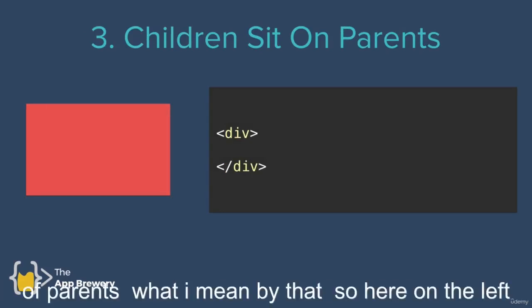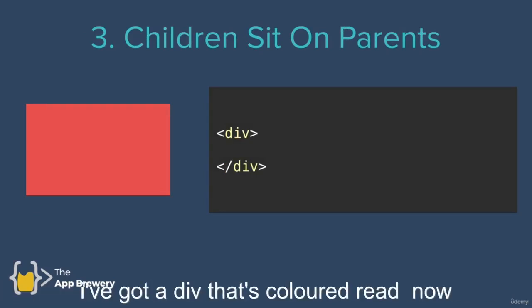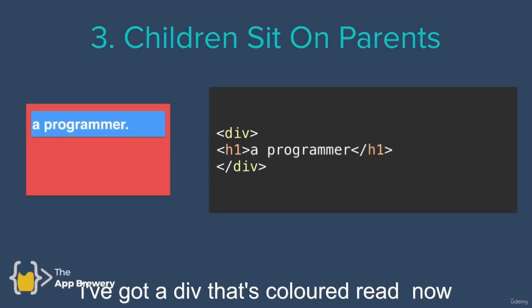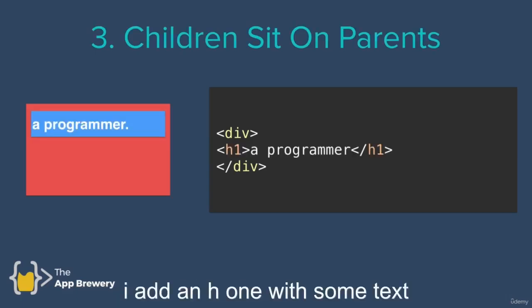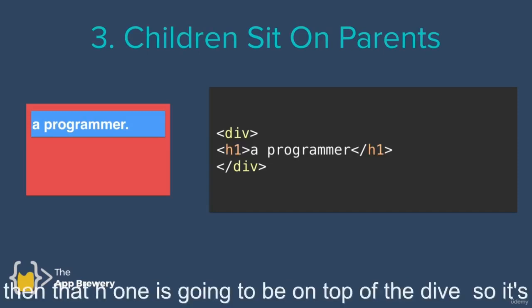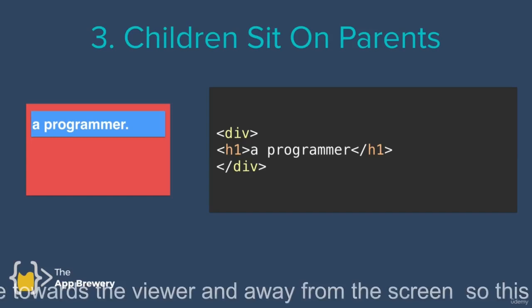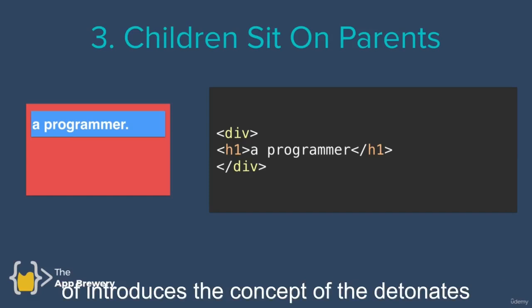So here on the left, I've got a div that's colored in red. Now, if inside this div, I add an h1 with some text, then that h1 is going to be on top of the div. So it's more towards the viewer and away from the screen. So this kind of introduces the concept of the z-index.